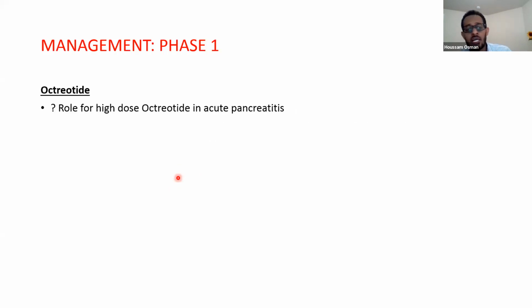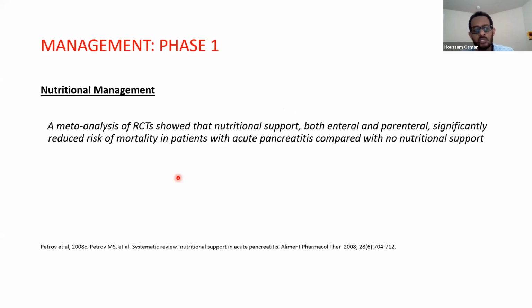I'm not sure whether octreotide is available in Sudan or not, but there are a lot of papers that talk about the use of high dose octreotide in severe pancreatitis and how it can actually improve the outcome in these patients. The other important thing to talk about is nutritional management. A meta-analysis revealed that any type of nutrition support, whether it's enteral, meaning through the GI system, or parenteral through TPN, and I'm not sure TPN is available anywhere in Sudan, but whatever nutritional support you can give to the patient will improve their outcome. Patients without nutritional support have significantly worse outcomes.